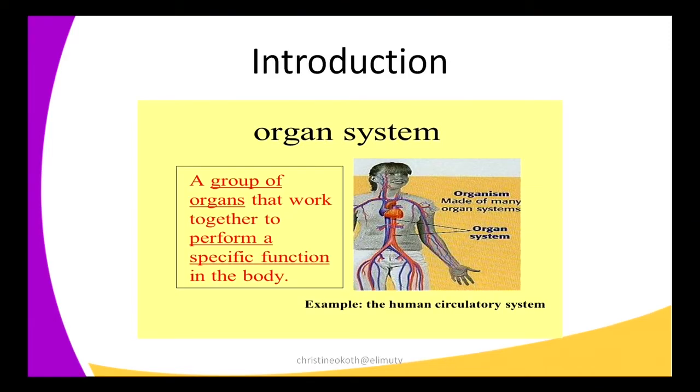An organ system is a group of organs that work together to perform a specific function. For example, we have a human circulatory system. It is made up of very many organs. For example, we have the heart, we have the lungs. So they make up this system we call a circulatory system.